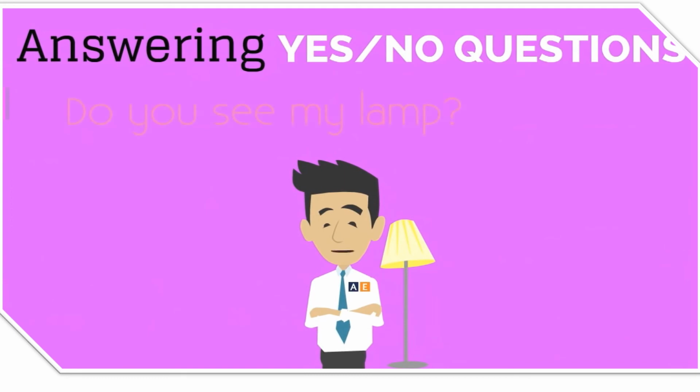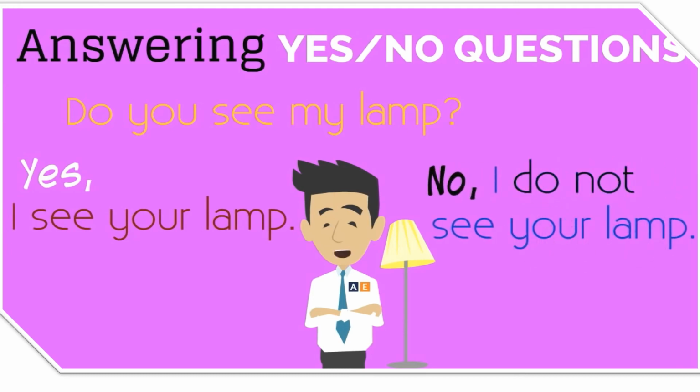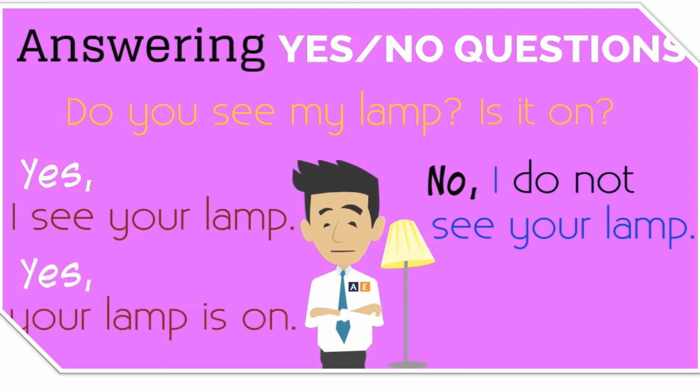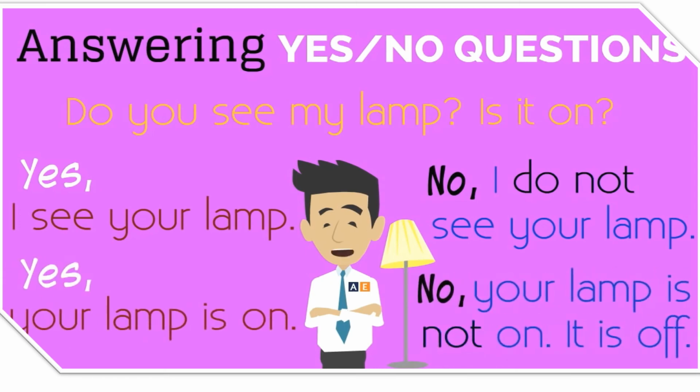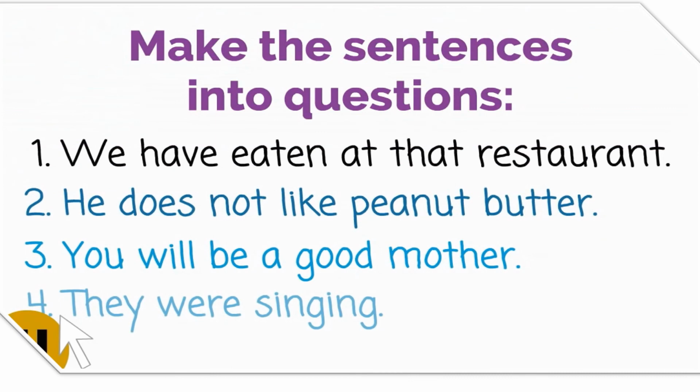To answer the question Do you see my lamp? you can say, Yes, I see your lamp, or No, I do not see your lamp. To answer Is it on? you can say, Yes, your lamp is on, or No, your lamp is not on, it's off. All right, your turn. Make the sentences into questions. Click pause.